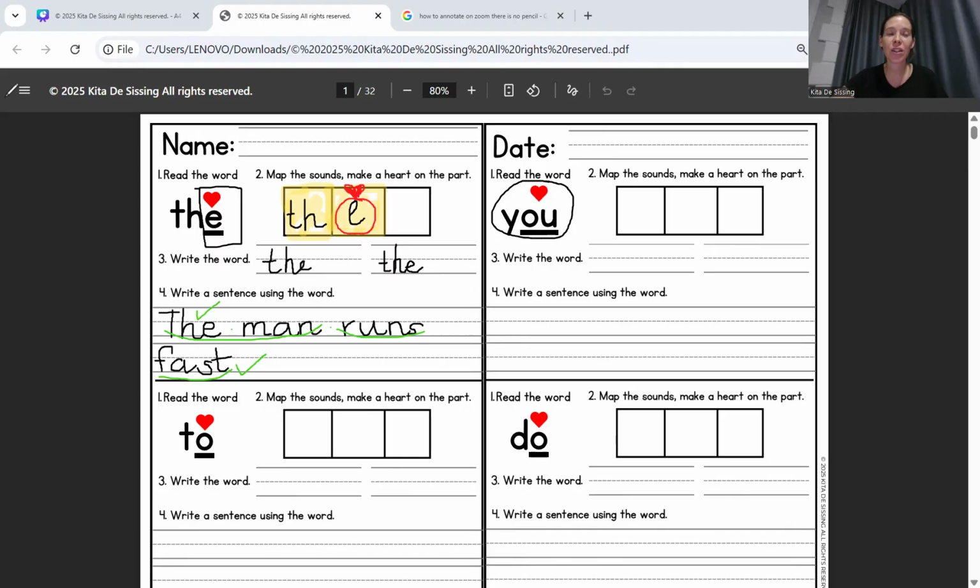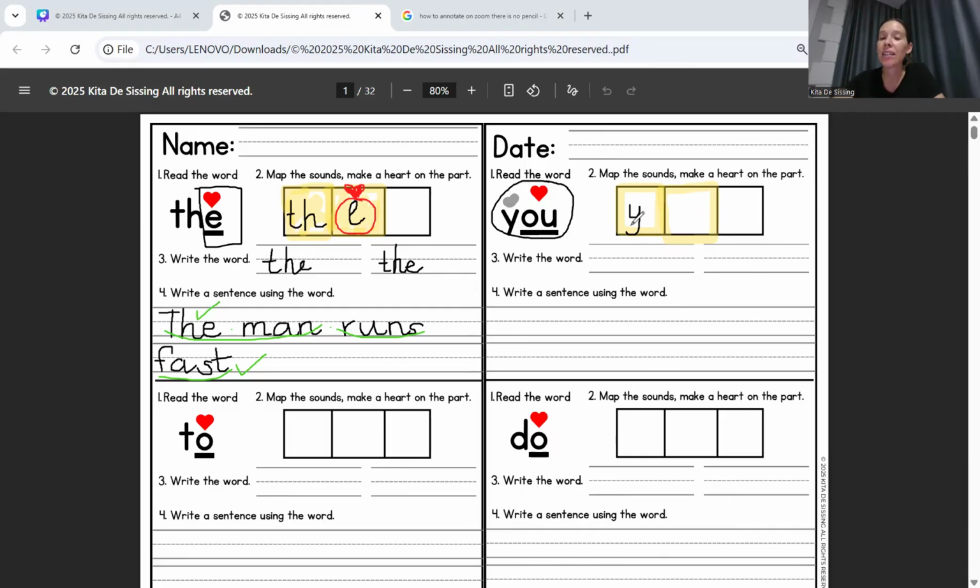If you said 2, then you are right. Y and oo. 2 sounds in the word you. All right. Let's analyze how we spell those sounds. How do we spell the y in you? That's right. We use Y. Very easy. We know that Y says y. We also know that Y can say some other sounds, but we'll leave that for another day.